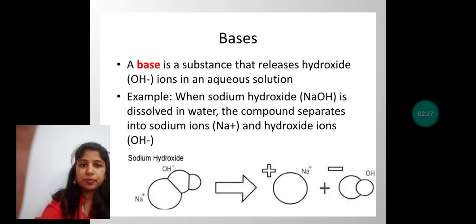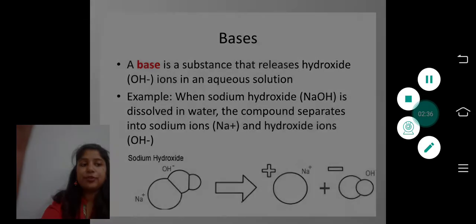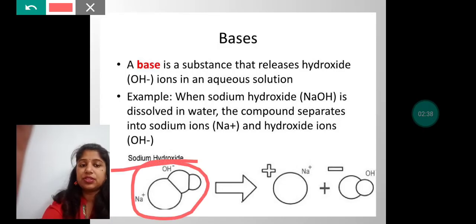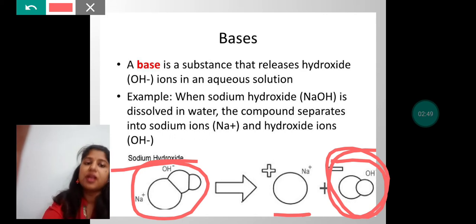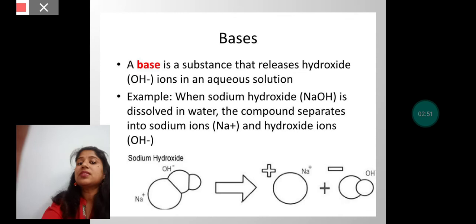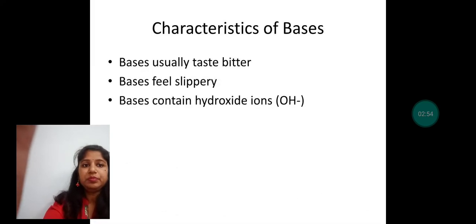Now the bases. A base is a substance that releases hydroxide ions, that is OH ions, when dissolved in water. For example, if you take this NaOH, when it's dissolved in water, it releases Na plus and OH minus. This OH minus is very important in the case of bases because only when OH minus is released does that substance become basic in nature.